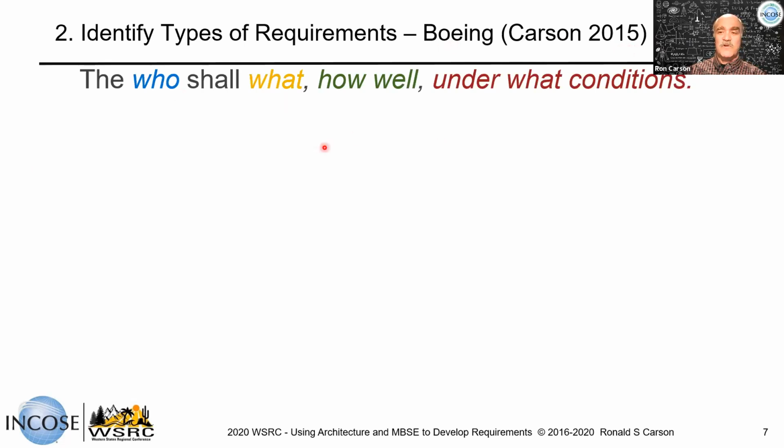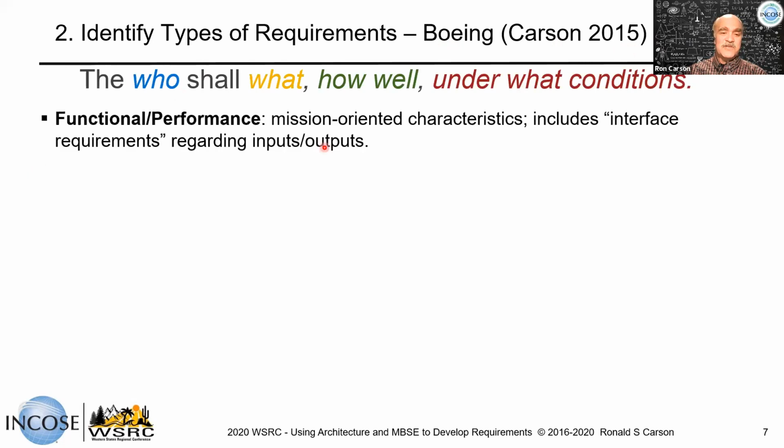The functional performance type, which are mission-oriented characteristics, include interface requirements that address the inputs and outputs. And the reason for that is I continue to argue that if the function is not observable at the boundary, then it cannot be a good functional requirement at that level of the architecture. So that's why we always include a description of the output.